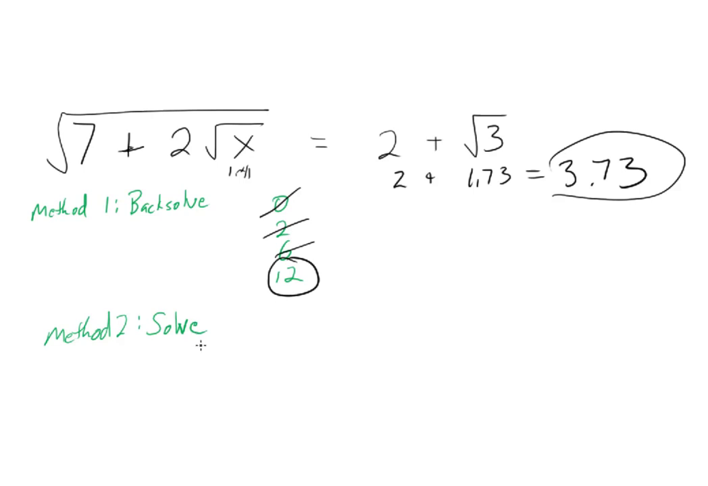How about solving this more formally? How would we go about that? Let's take a look. First thing I would do is square both sides. Okay. I'm going to get 7 plus 2 root x on the left side. On the right side, a square.